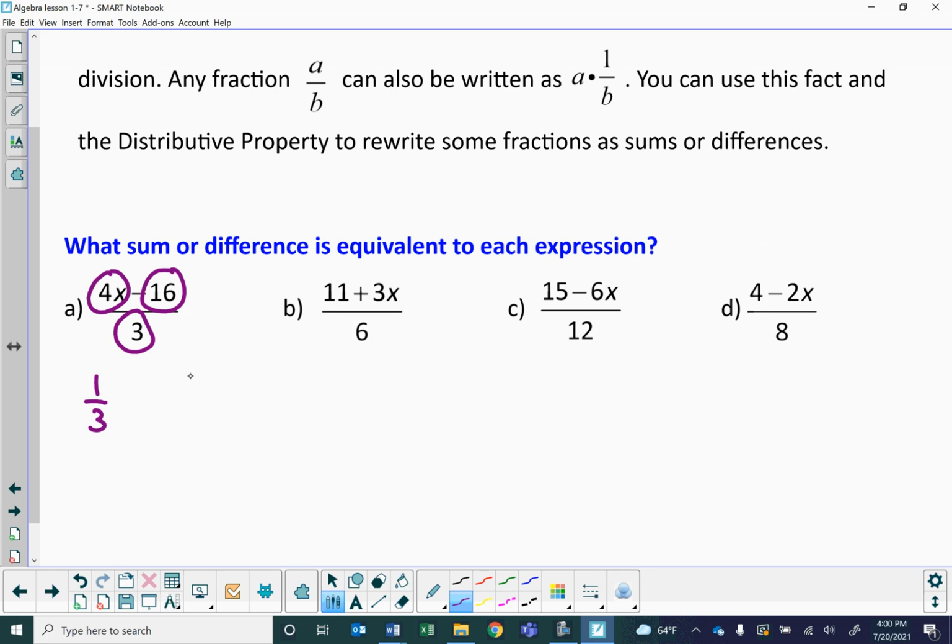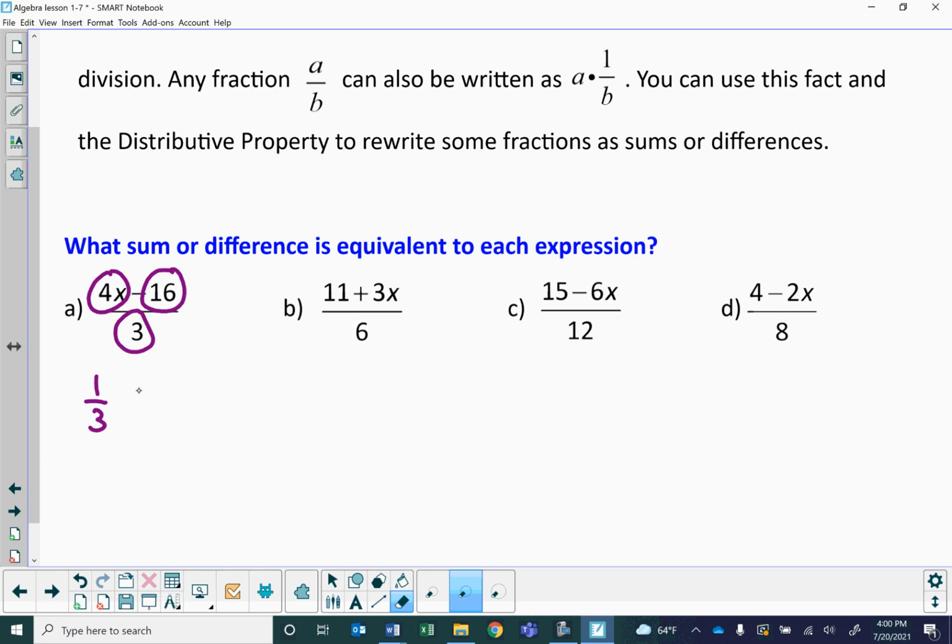Because if I have 6 divided by 3, that is the same as saying 1/3 times 6. They both end up to be 2. So knowing that, each one of these divisors can be written as 1 over that. So dividing by 3 is the same as multiplying by 1/3. Dividing by 6 is the same as multiplying by 1/6. Dividing by 12 is the same as multiplying by 1/12. Dividing by 8 is the same as multiplying by 1/8.